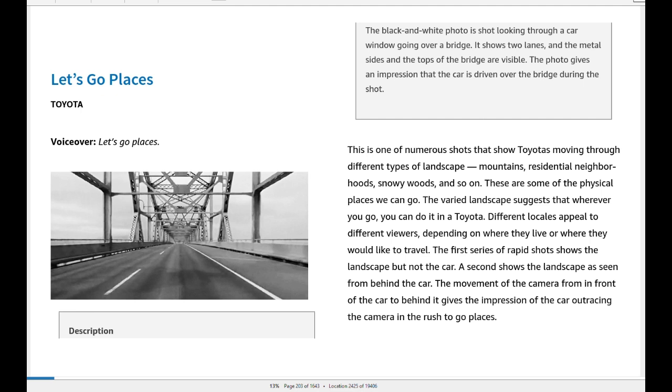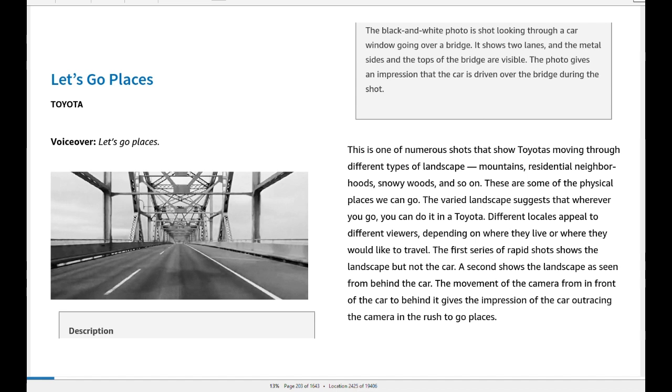The black and white photo is a shot looking through the car window going over a bridge. It shows two lanes and the metal sides and tops of the bridge are visible. The photo gives the impression that the car is driven over the bridge during the shot. This is one of numerous shots that show Toyotas moving through different types of landscape: mountains, residential neighborhoods, snowy woods, and so on. These are some of the physical places we can go. The varied landscape suggests that wherever you go, you can do it in a Toyota. Different locales appeal to different viewers, depending on where they live or where they would like to travel.